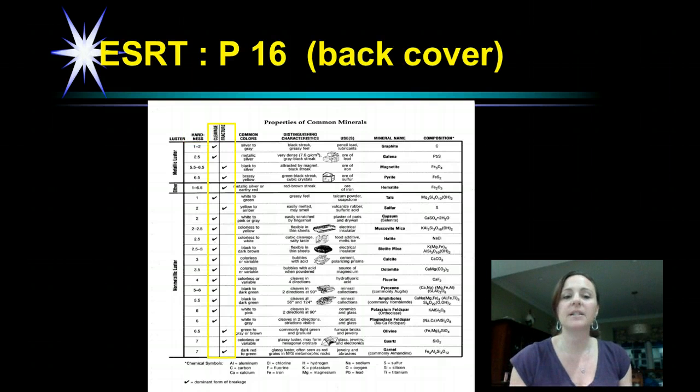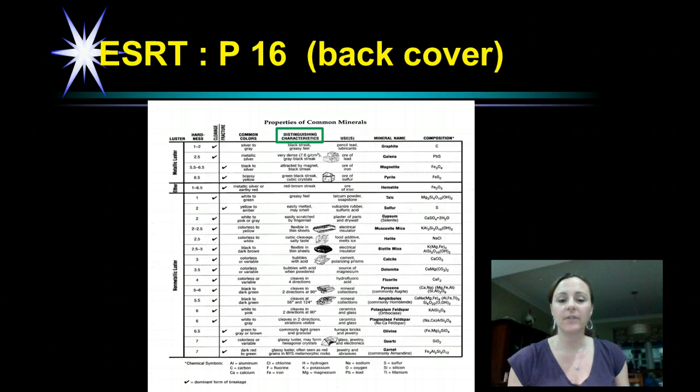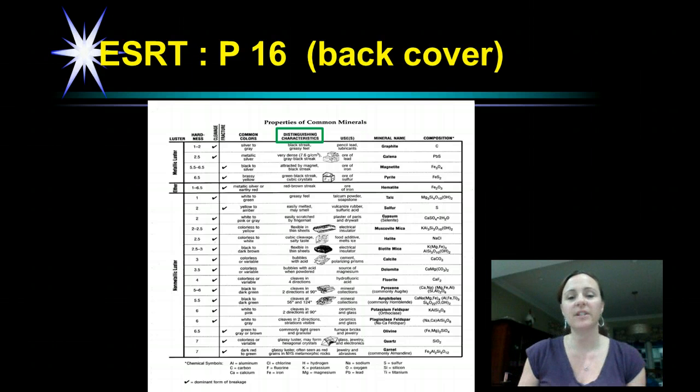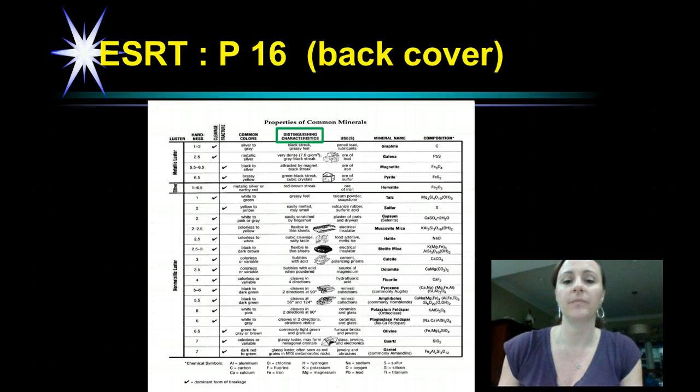The next column is cleavage or fracture, and you can think of it more like a checklist. If it's checked on the left side, then it has cleavage. If it's checked on the right side, then it has fracture. Next to cleavage and fracture, we have the common colors, which we did say was the least reliable way of identifying minerals. And we have the distinguishing characteristics of a mineral, which are some of the tests that I told you about, the streak test. The streak color will be listed in this category. The cleavage and the way it breaks, whether or not it bubbles with acid, those types of distinguishing characteristics are found in this column.